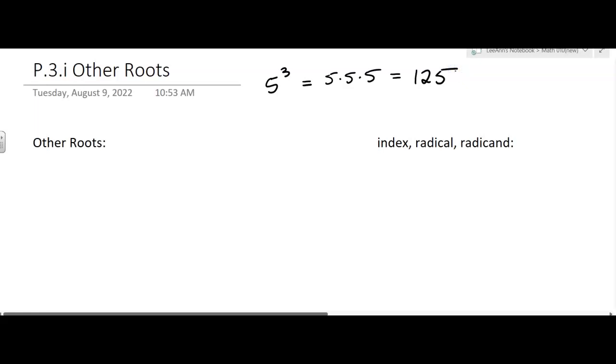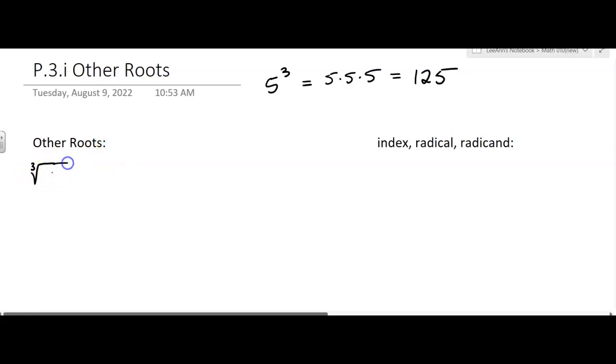Okay, remember that. So now we've been talking about, in this section, square roots so far. That's all we've been talking about. Everything was a square root. Sometimes I use the word radical, but we were just talking about square roots. Now we want to talk about other roots, like a cube root, or a fourth root, or a fifth root.